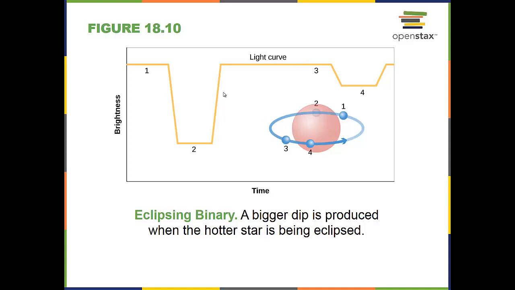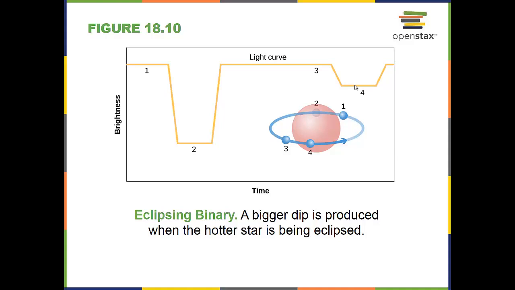At position 2, the blue star is eclipsed by the red star, and so we see a big dip. When the hotter star eclipses the cooler star, which happens at position 4, we get a small dip. It actually doesn't matter which star is bigger. That's because it's the same size region that gets blocked each time.